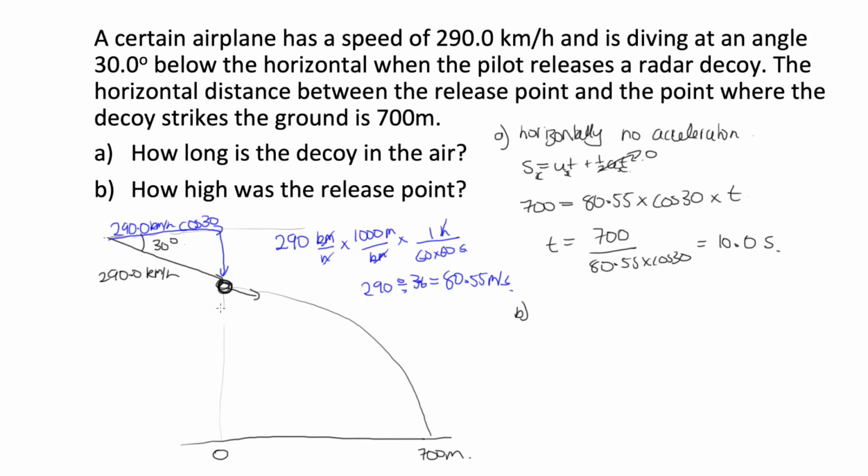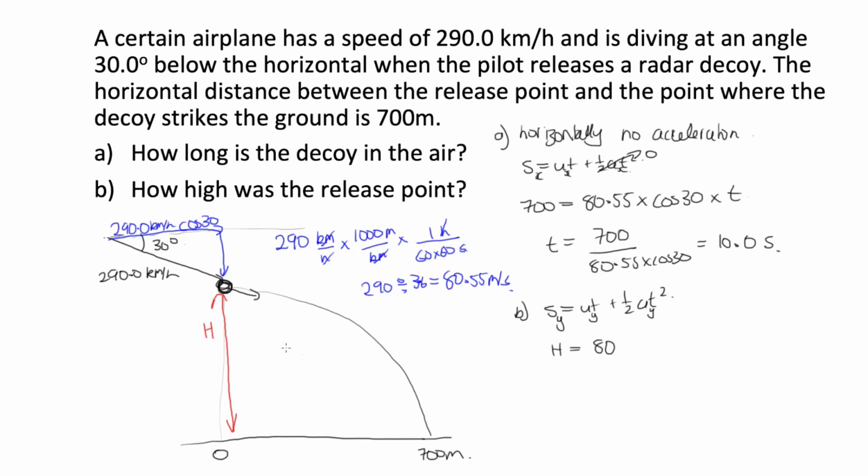Now part B, it says how high was the release point. So now we're trying to get the vertical height. We will want to use one of the kinematic equations, the vertical ones. I think S equals ut plus a half at squared is the best one, because we know everything here, so we can calculate the height. So h will be equal to uy. It's going downwards, so the displacement is downwards.